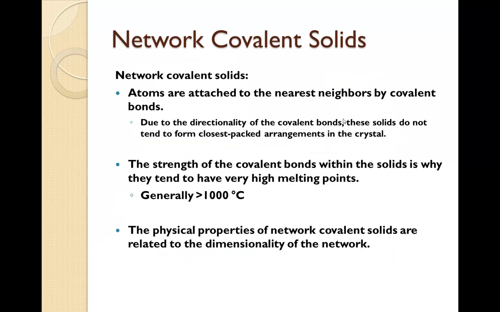Now, network covalent solids tend to be stronger. Atoms are attached to the nearest neighbor by covalent bonds. Due to the directionality of the covalent bonds, these solids do not tend to form closest packed arrangements in the crystal. The strength of the covalent bond within the solids is why they tend to have very high melting points, generally over 1,000 degrees Celsius. The physical properties of network covalent solids are related to the dimensionality of the network. In other words, how many directions that the bonds are created.